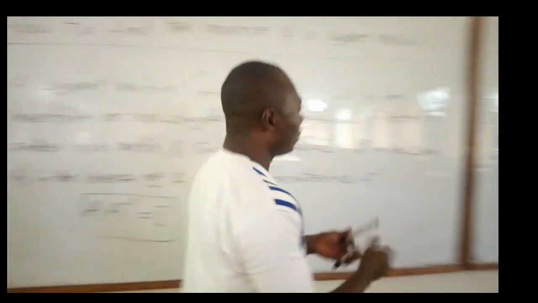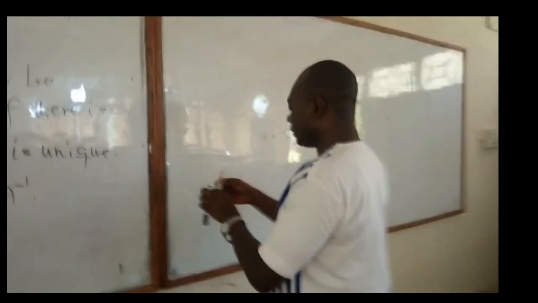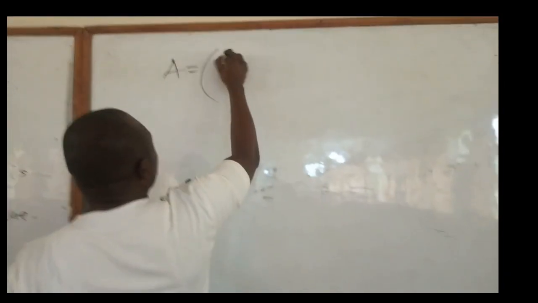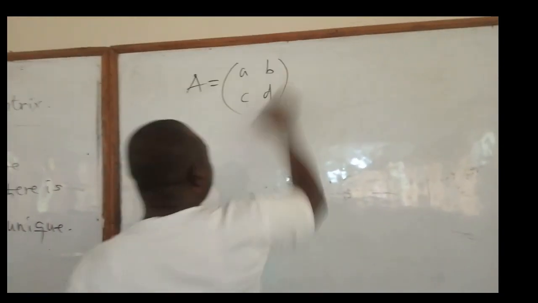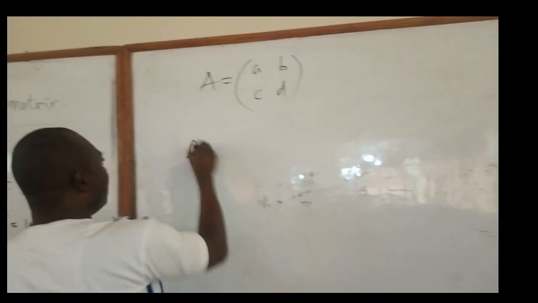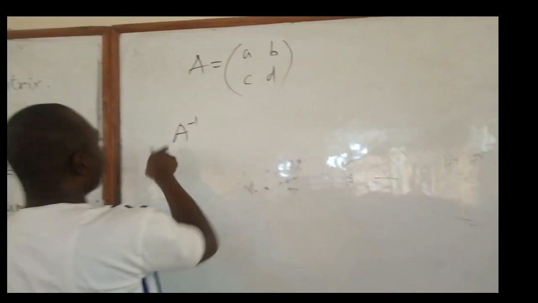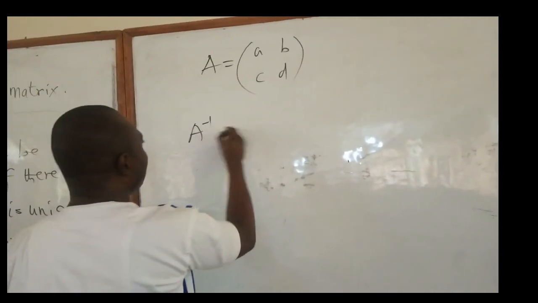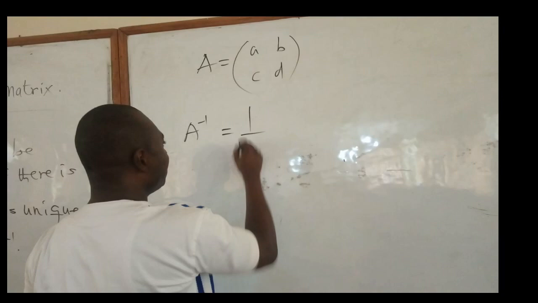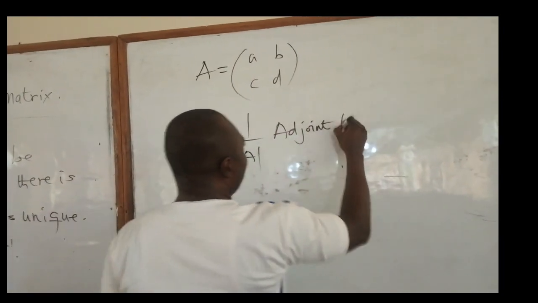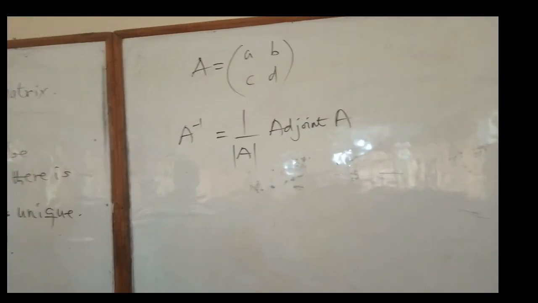Now, how do you find the inverse of a 2x2 matrix? For example, when you have a 2x2 matrix like this, A, B, C, D. How do you find the inverse? The inverse of any square matrix A, A inverse, is given by 1 over the determinant times the adjoint of the matrix we are talking about.